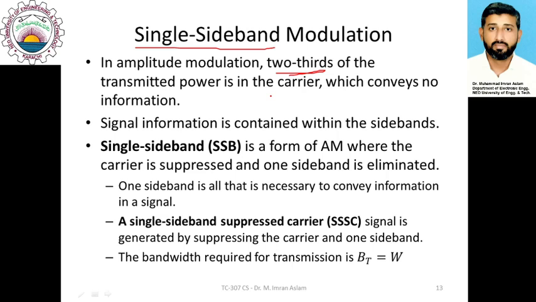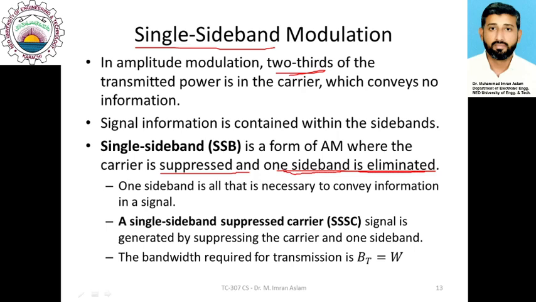That means the same amount of information is contained in each of the sidebands. So whatever information is contained in the upper sideband, the same information is contained in the lower sideband. So when we transmit both bands together, we are sending that information at two different frequency spectrums. So one possibility to conserve the frequency bandwidth is to suppress one of the sidebands. So we suppress or filter out one sideband and transmit only one sideband.